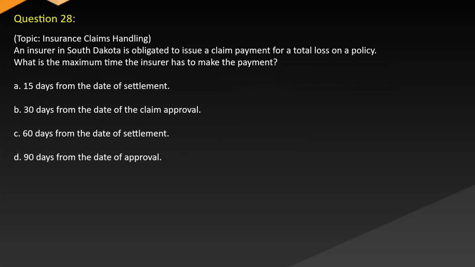Question 28. Topic: Insurance claims handling. An insurer in South Dakota is obligated to issue a claim payment for a total loss on a policy. What is the maximum time the insurer has to make the payment? A. 15 days from the date of settlement. B. 30 days from the date of the claim approval. C. 60 days from the date of settlement. D. 90 days from the date of approval.